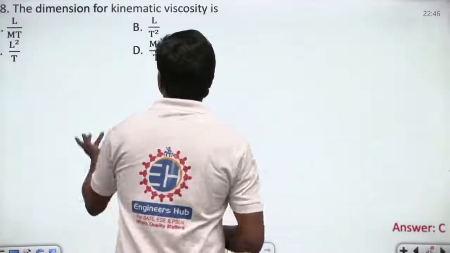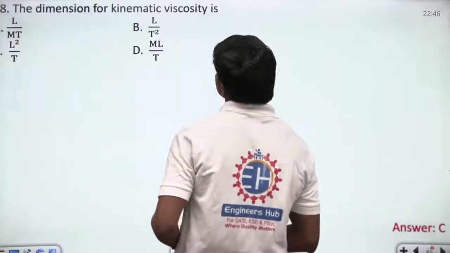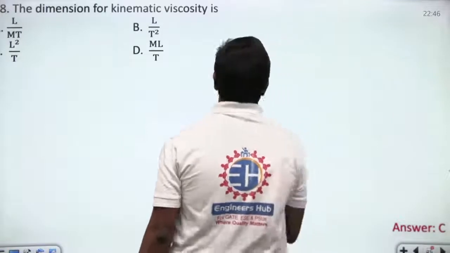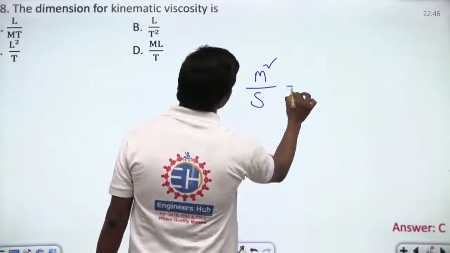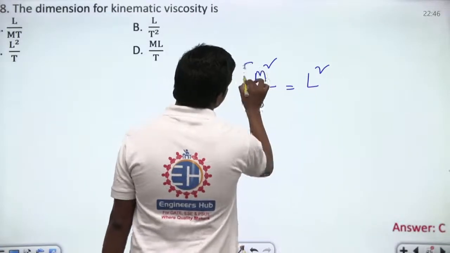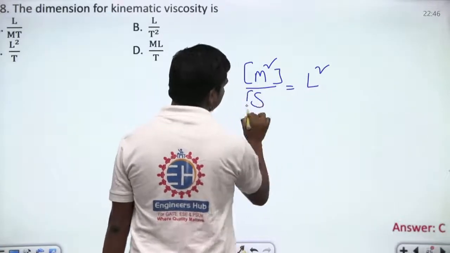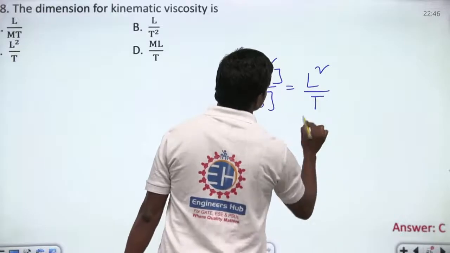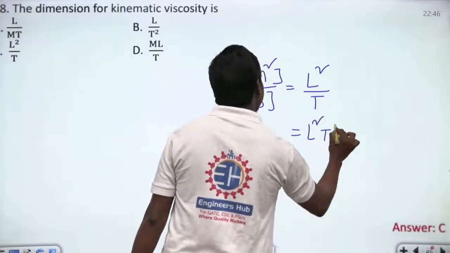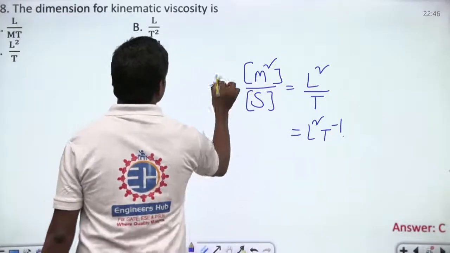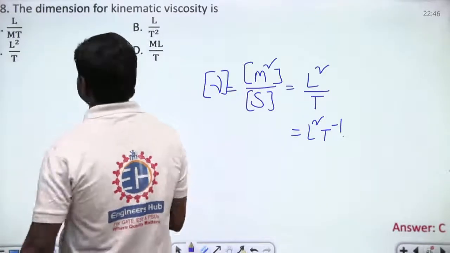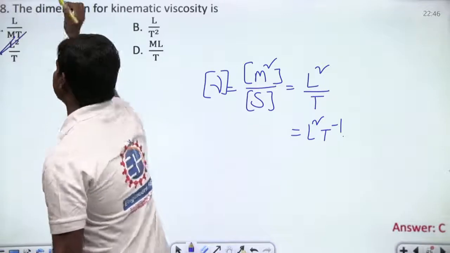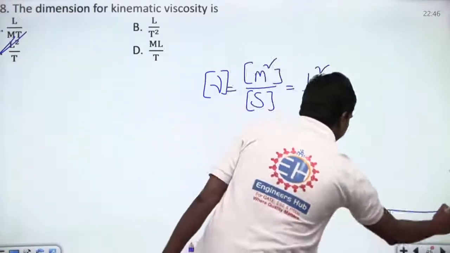Next, the dimensions of kinematic viscosity. You have seen the SI units of kinematic viscosity are meter square per second. Dimensionally, meter square is L square, and second is time. So L square T to the power minus 1 is the dimensions of kinematic viscosity. Where is it? It's in option C, L square by T. So C is the correct answer in this case.